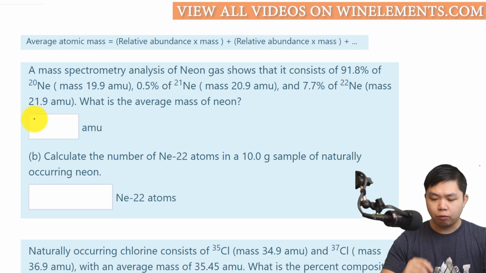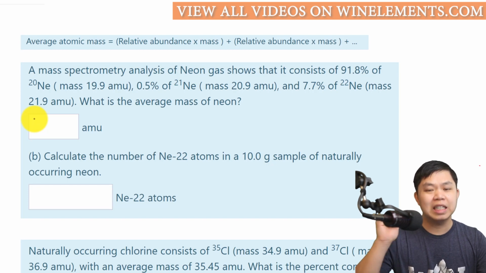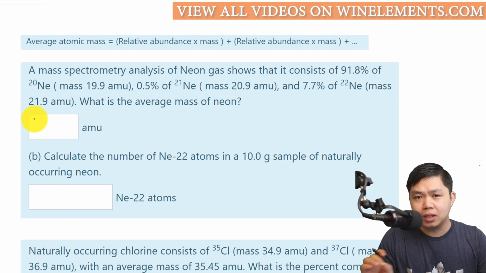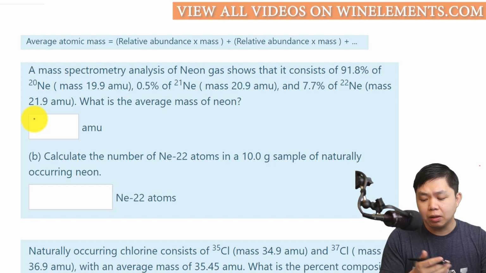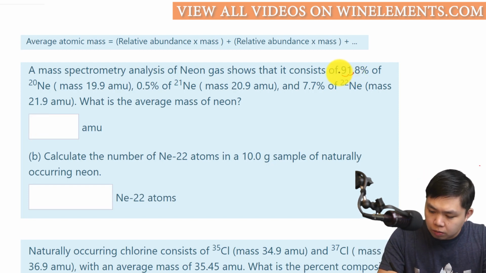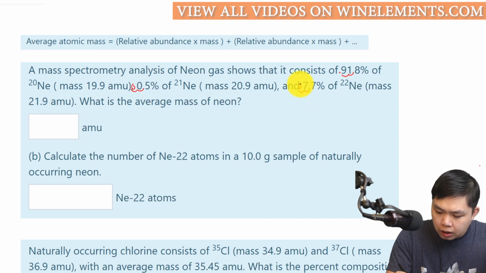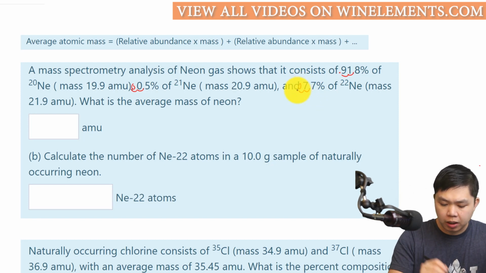So let's plug in the formula, but before we do that, we have to convert our relative abundance to decimals. To convert percent to decimal, we divide by 100 and move the decimal place to the left 2 times. So 1, 2. And here we have 1, 2. And here we have 1, 2. There you go.